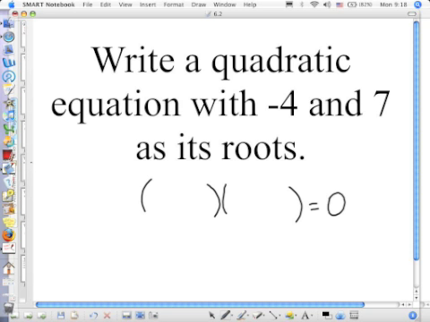If the roots are -4 and +7, Hurley, what were the factors? X plus 4 equals 0. X minus 7 equals 0. Very good. So that means we had x plus 4 times x minus 7 equals 0. And then when you FOILed this back together, what did you get, Hurley?